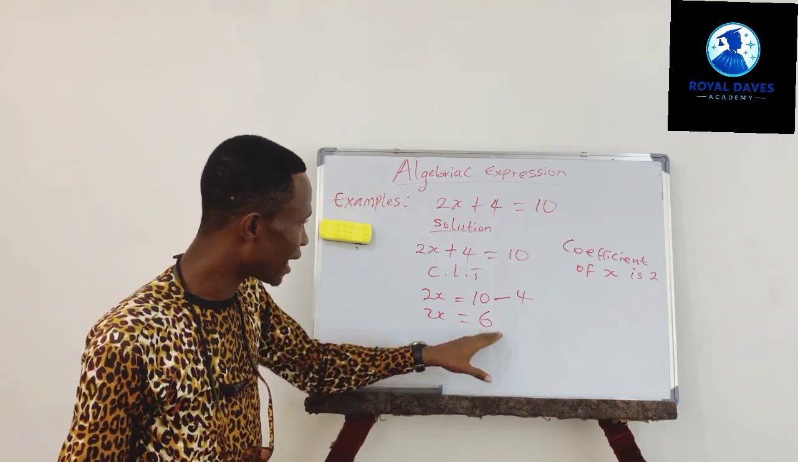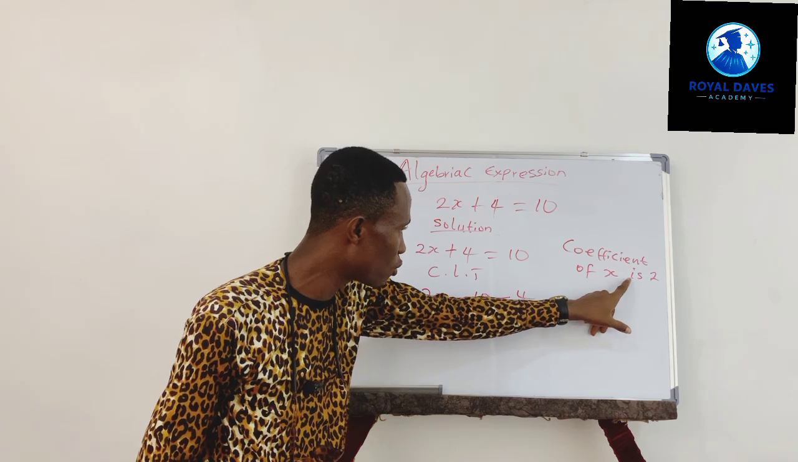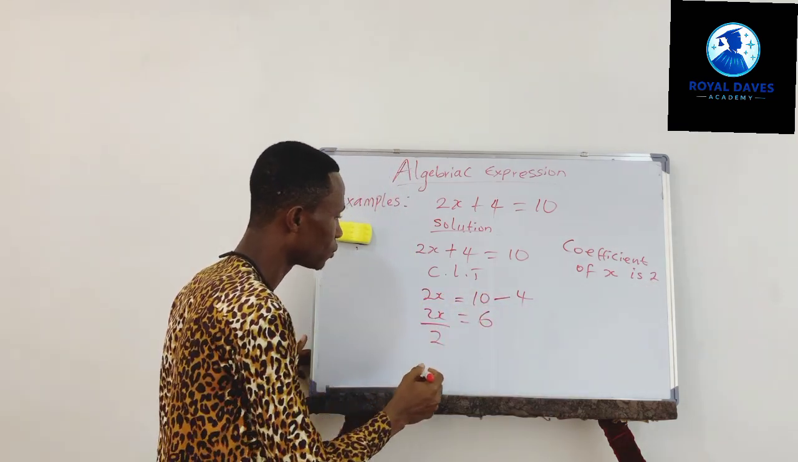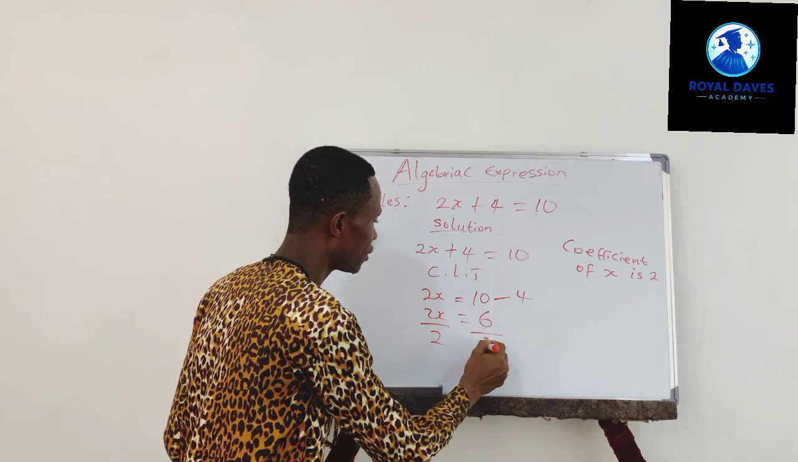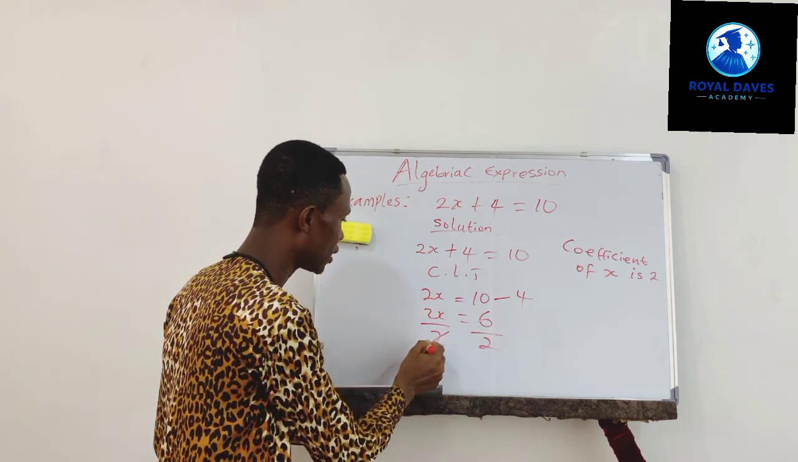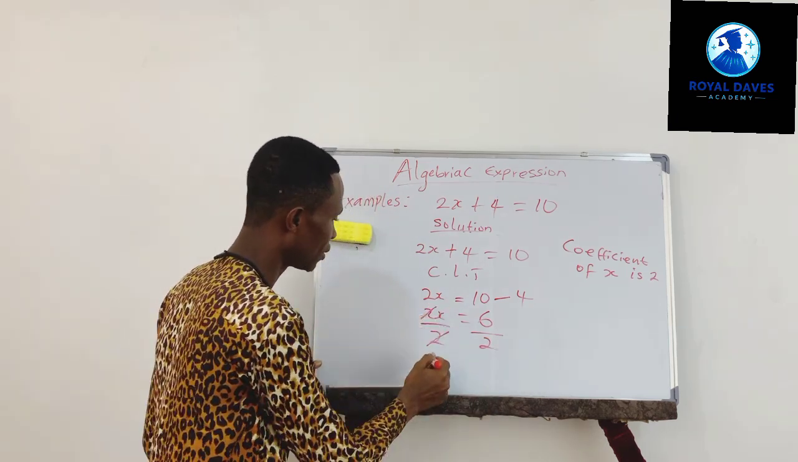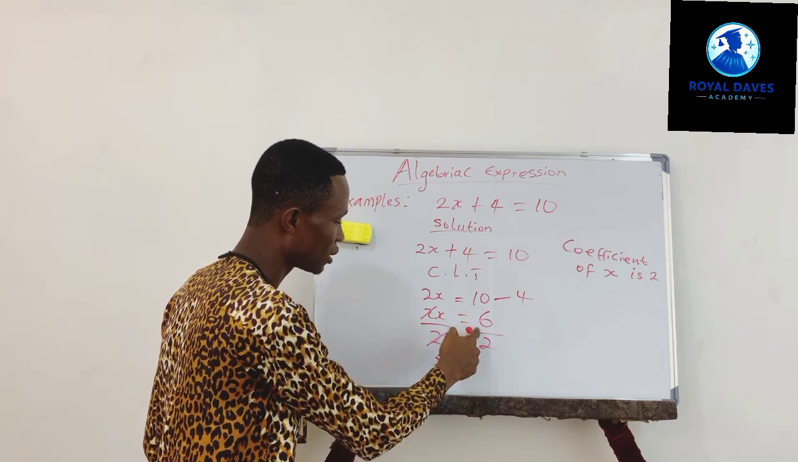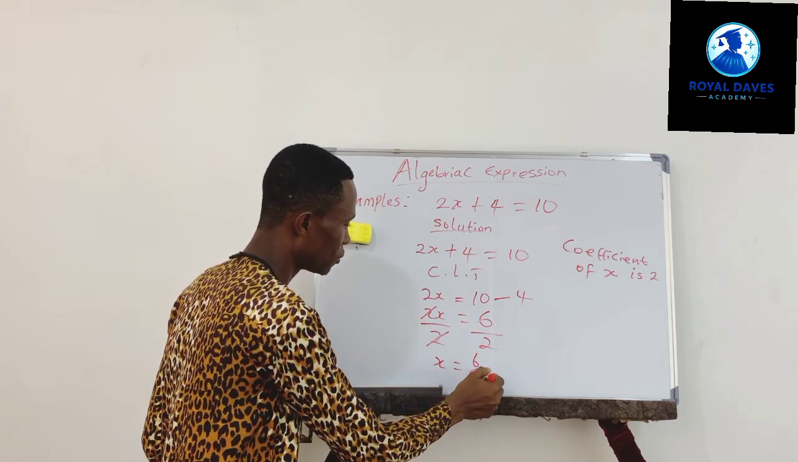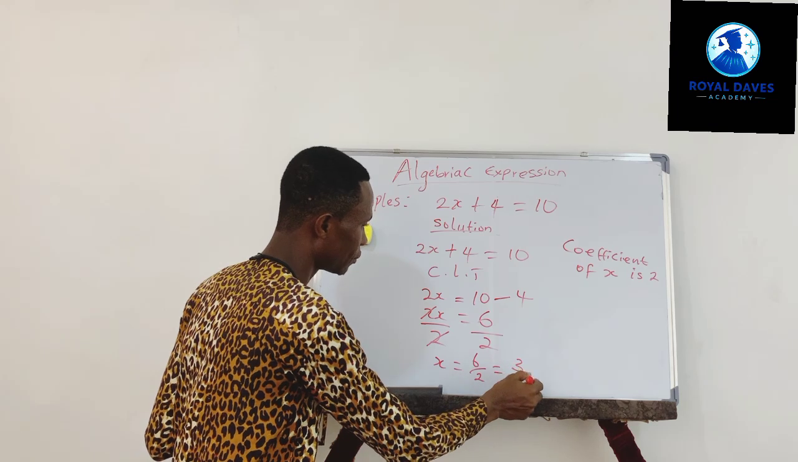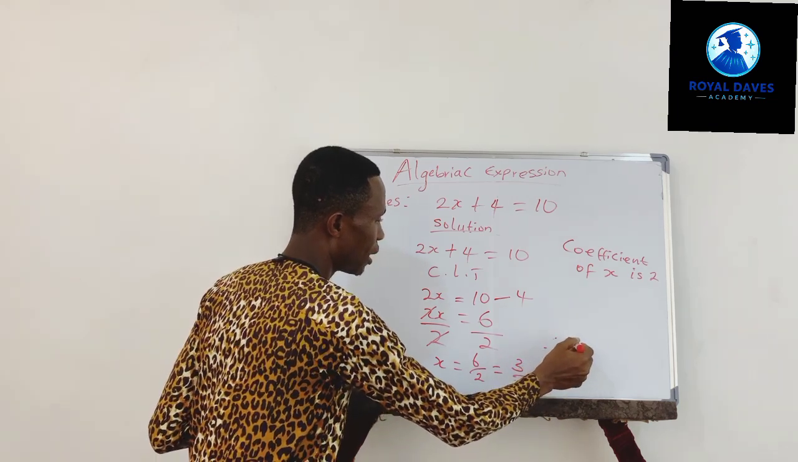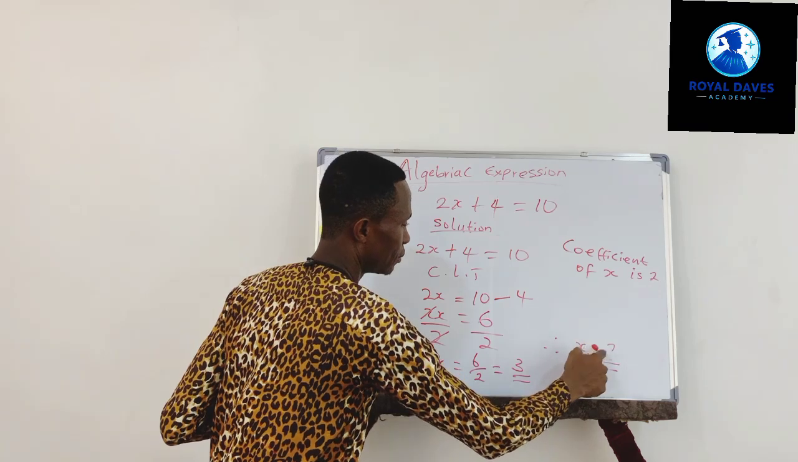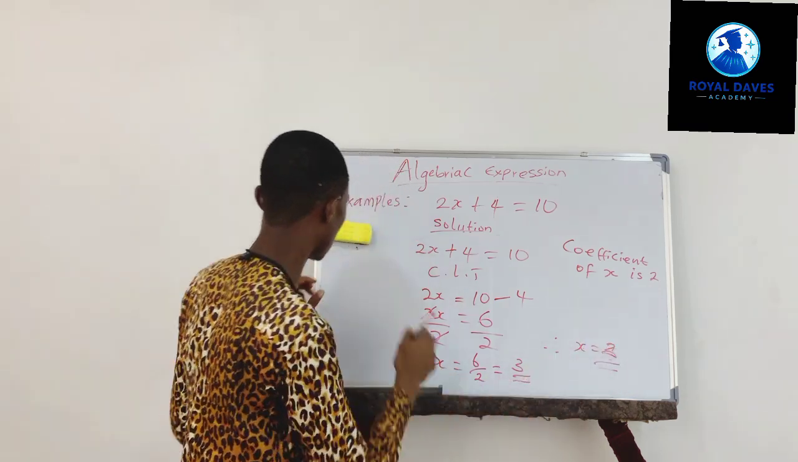So what we do is to divide this by 2, divide this by 2. We have 2 down, we have 2 up, so we cancel. We have x remaining is equal to 6 divided by 2, which is equals to 3. Therefore, our x is equals to 3.